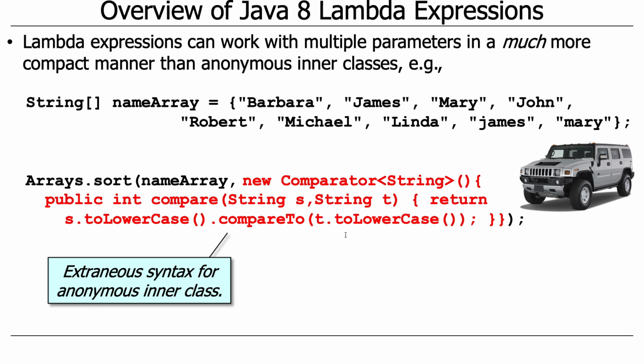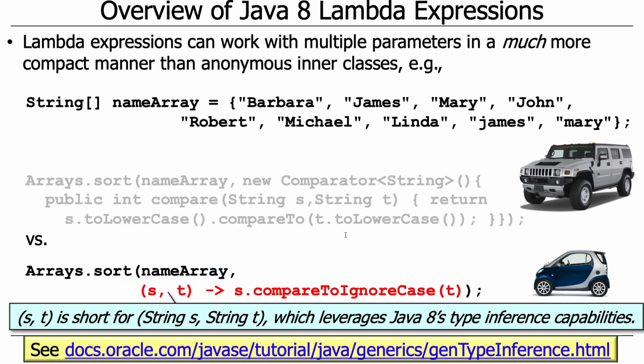So you say new Comparator<String>, open close, public int compare(String s, String t), return s.toLowerCase().compareTo(t.toLowerCase()). Boy, is that distracting, right? So that's kind of the Humvee, gas guzzling, environmentally unsustainable way of programming your code. In contrast, the much more lightweight, lean approach is to use a Lambda expression. So that's more like this little smart car.